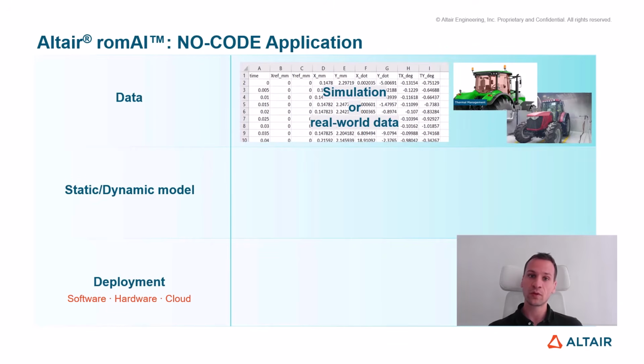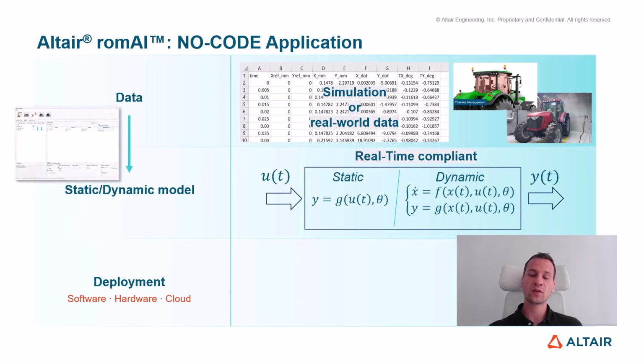So as we said before, data can come from simulation or real-world tests, from test benches, and you can build static or dynamic models, meaning that with a static model, there is a fixed relationship between the input and the output, whereas with dynamic models, you can also model the transient response, so model any dynamics, any vibrations or oscillations in your system.